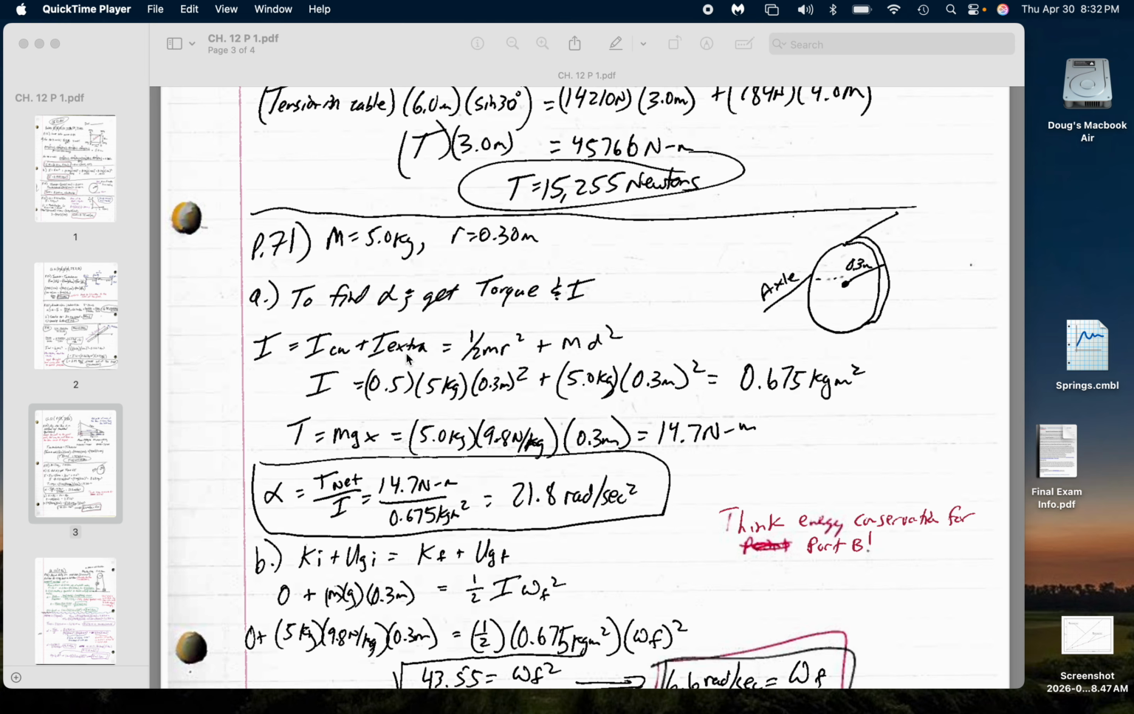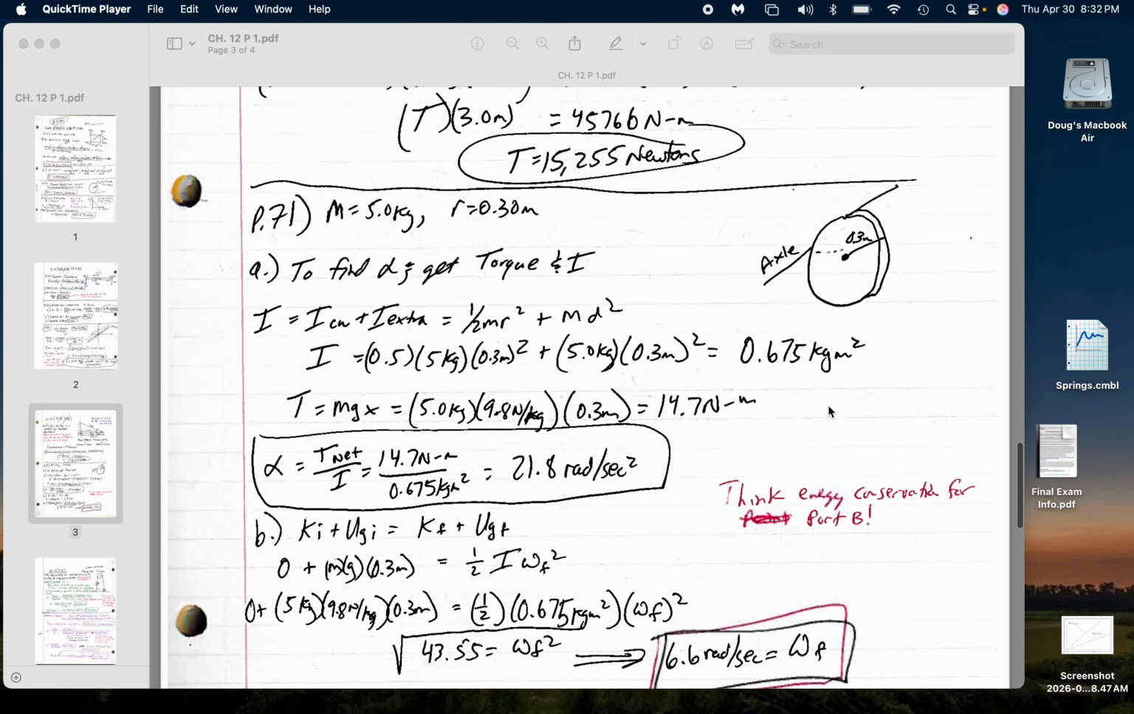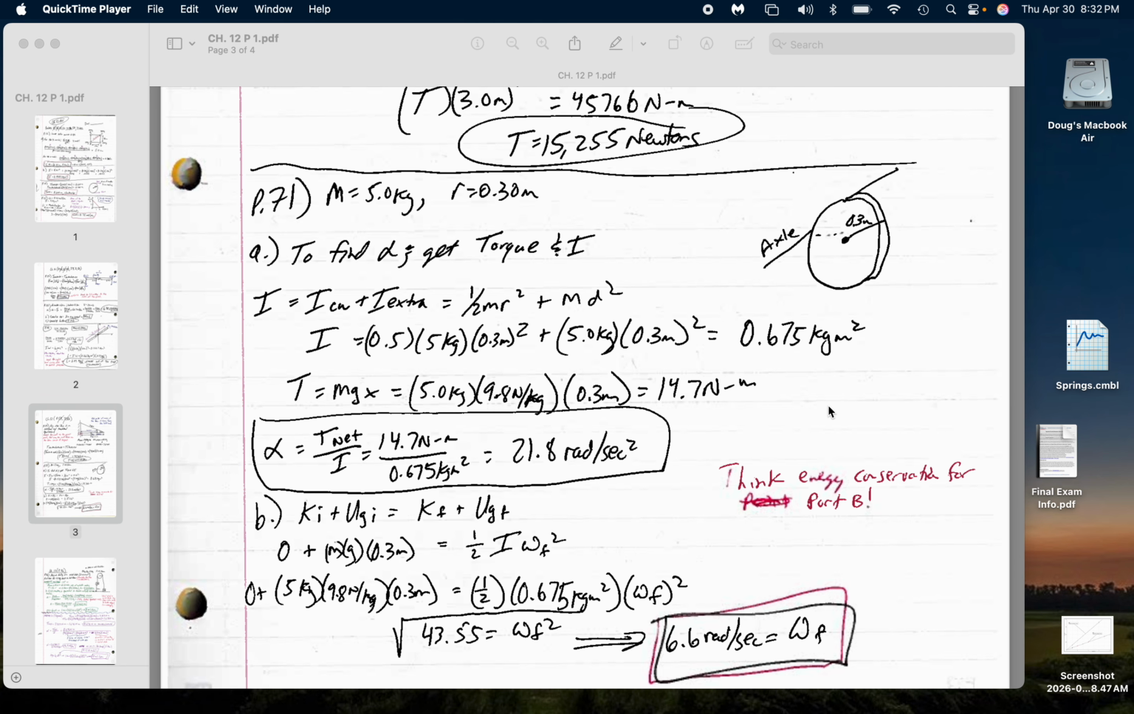So the first thing I'm going to do to get angular acceleration, I've got to get the torque and I've got to get the moment of inertia. The moment of inertia is the moment of inertia about the center of mass plus the extra due to the fact that it's not rotating about the center. That's the parallel axis theorem. For a solid disk, this is 1/2 mr squared. And the extra caused by it not rotating about the center is md squared. So 0.5 times 5 kilograms of mass times 0.3 meters squared, plus 5 kilograms of mass times 0.3 meters squared. That gets me 0.675 kilogram meters squared as my moment of inertia.